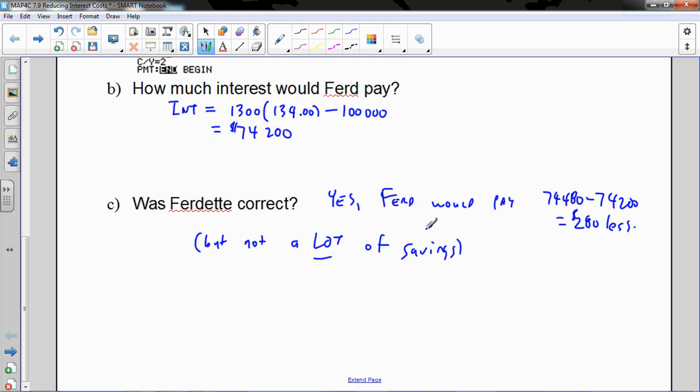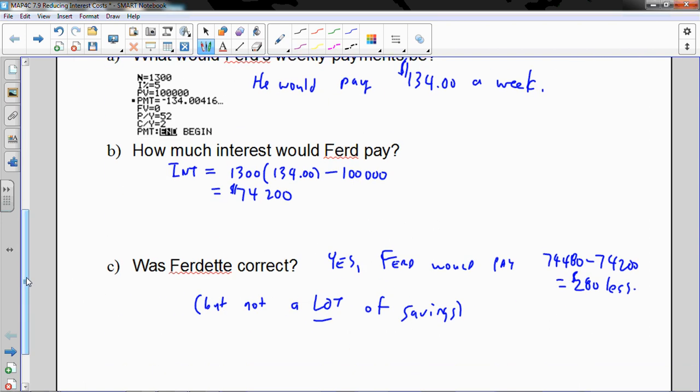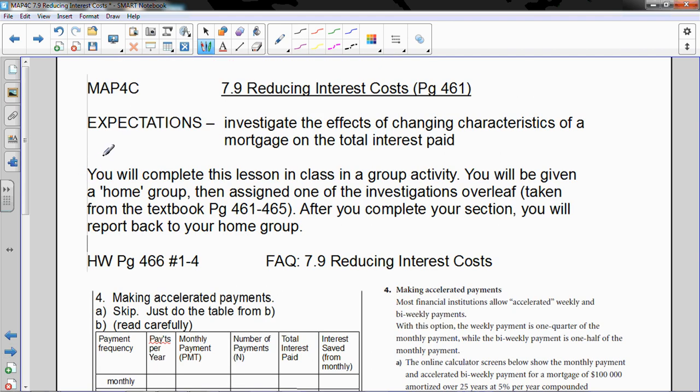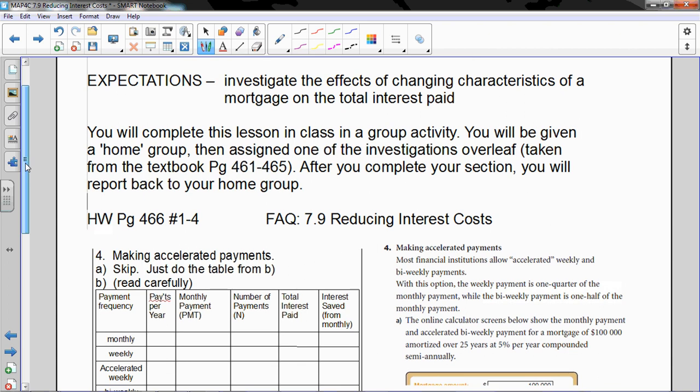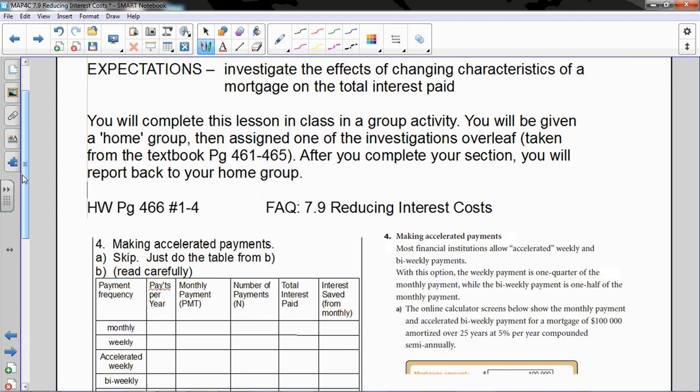What we're up to today, folks, is we're going to be partnered off or grouped off, and we're going to be investigating ways to reduce interest. So we just found there that maybe by making more frequent payments we could save some money on interest. And essentially the investigation from the textbook is 4 different ways of saving money on interest, or 4 different changes that you can make to a mortgage and then see if it's less interest or more interest.